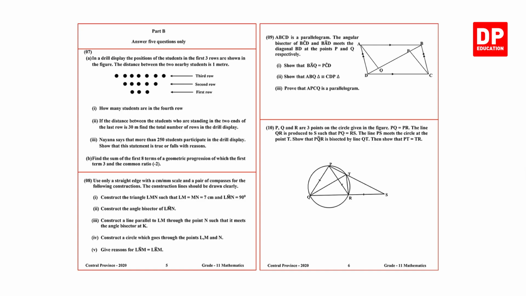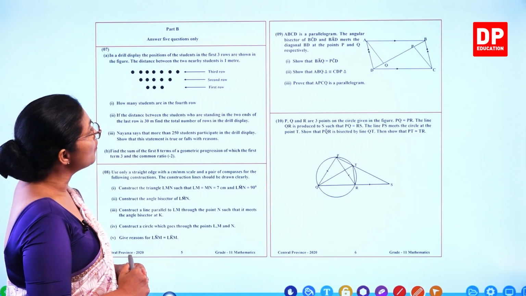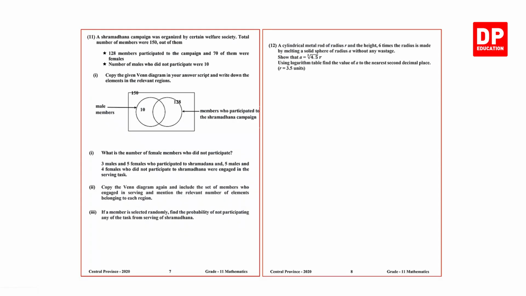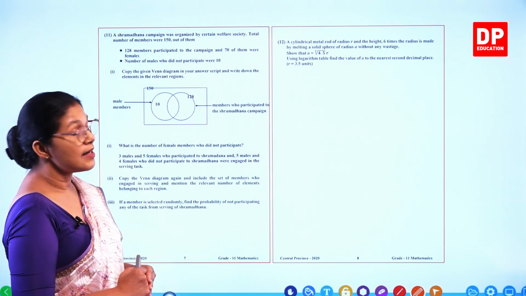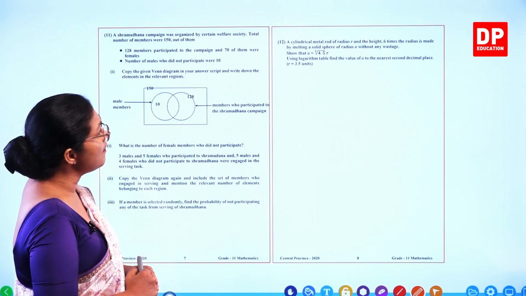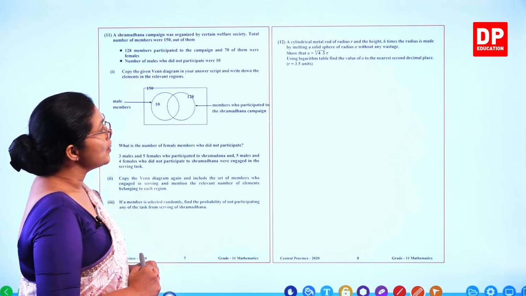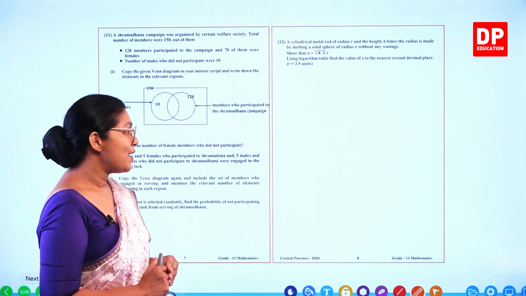Seventh question, that's progression question. Question number 8, construction question. Then question number 9, 10. Both are proofs question. And then you get question number 11, sets question. And last question, question number 12, you get volume question. So let's do the paper now.